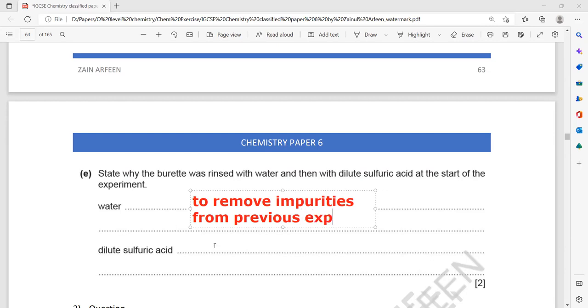And why do we rinse with dilute sulfuric acid? To remove water. Because when we rinse with water, maybe some trace of water is there. To remove that, we use sulfuric acid.